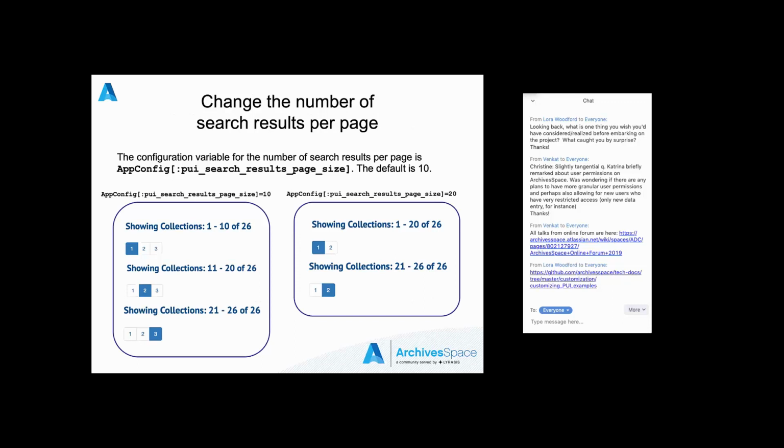I had 26 resource records in my example that I was using. And so if the results page size is 10, you end up with 3 different pages, 1 to 10, 11 to 20, and then 21 to 26. So I changed the search results page size to 20, and I ended up with 2 pages, one with 1 to 20 and the other one with 21 to 26. You can play around with that. It just depends on your own institution and how many things you would like to show up on your results page.